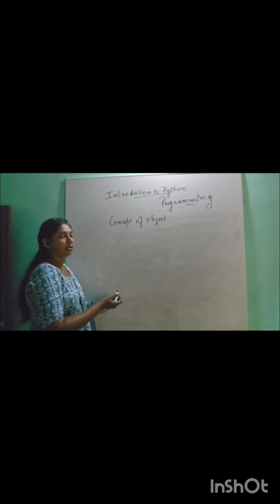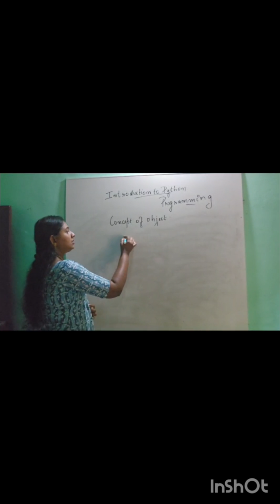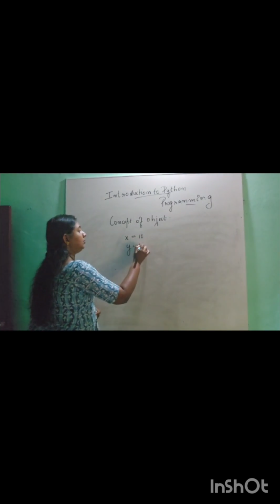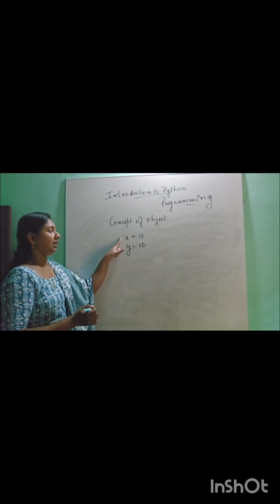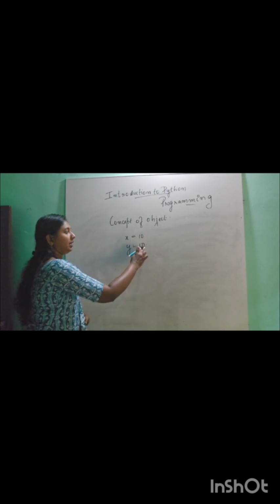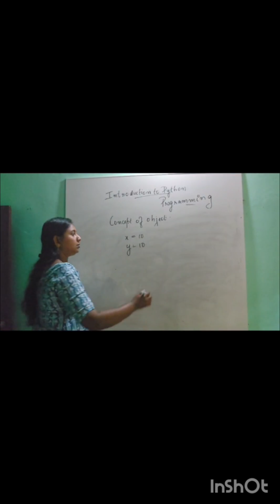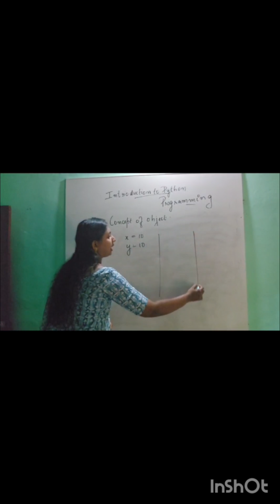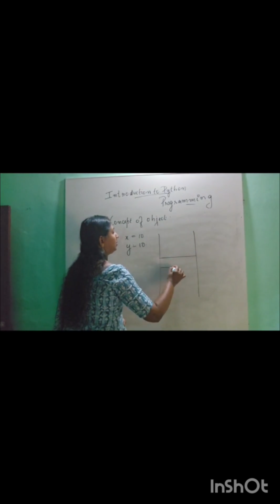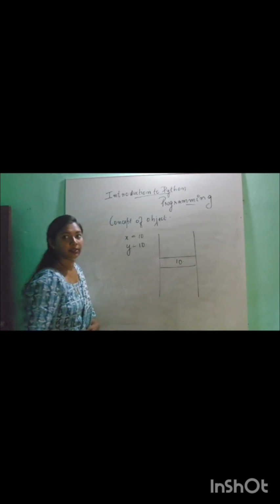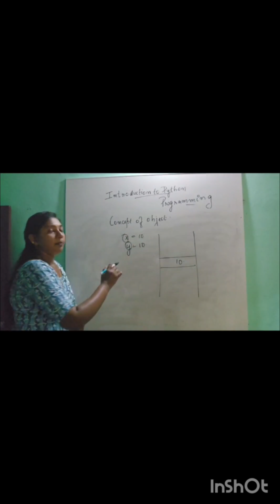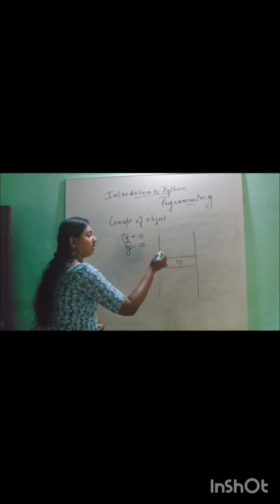And in Python, one more interesting thing is that suppose x is equal to 10 and y is equal to 10. So both the variables x and y have the same value, that is, x is having the value 10 and y is having the value 10. So let us check how it is stored in memory. This is the computer memory and the value 10 is stored in this location. Both x and y point to the location 10.